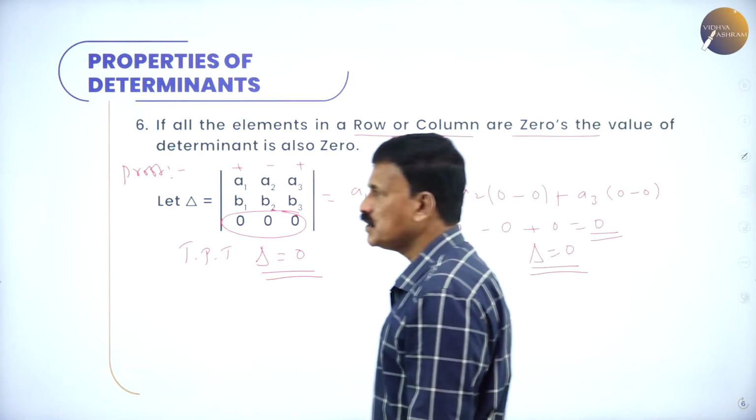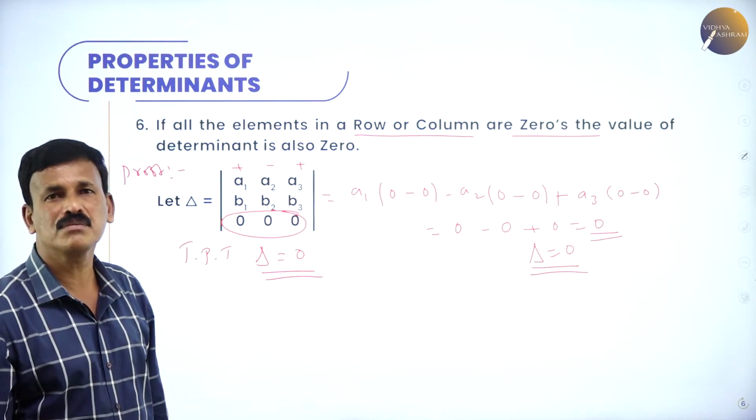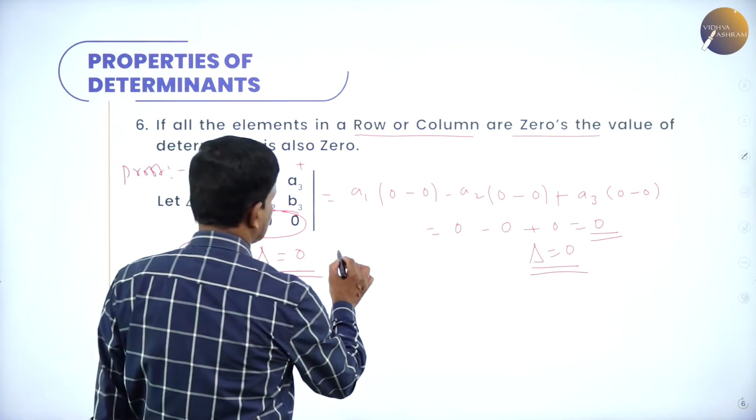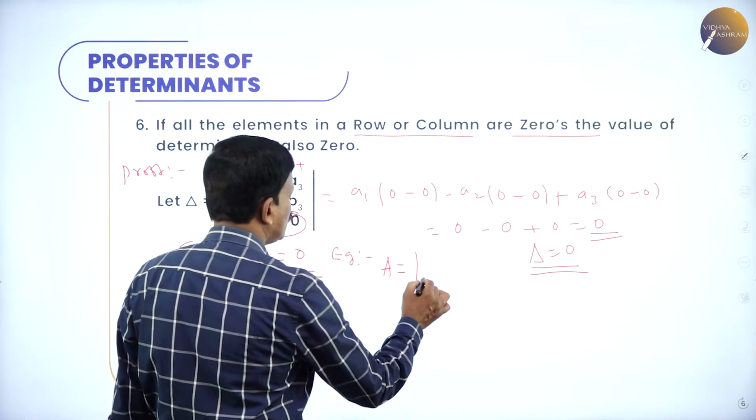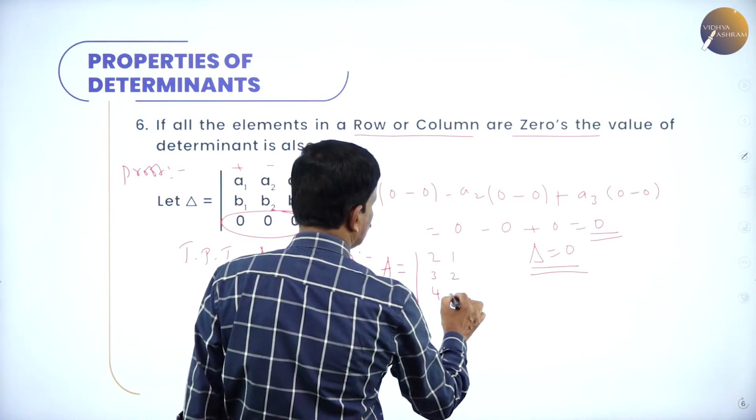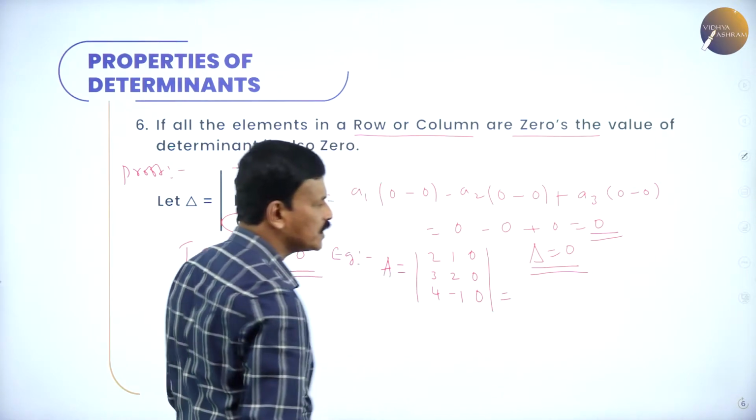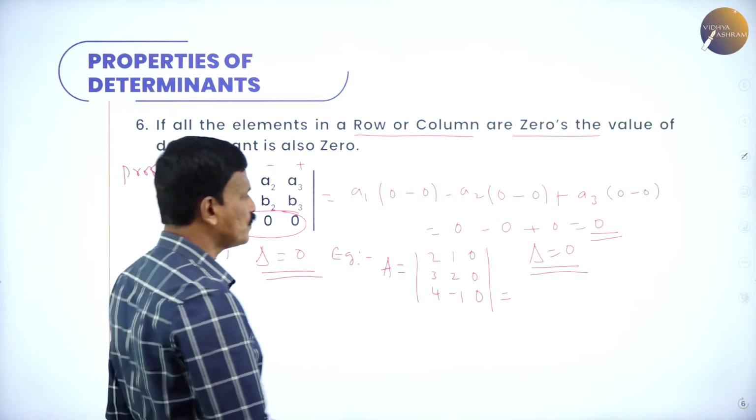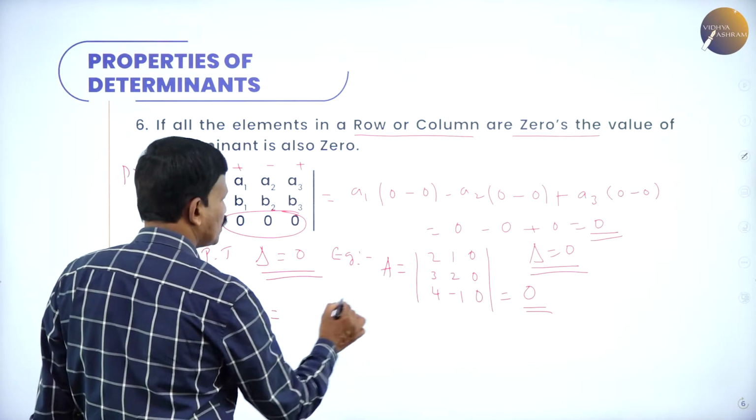That means, if all the elements in a row or column are zeros, then the value of a determinant is equal to 0. Now, let us take an example. If determinant A is equal to 2, 3, 4; 1, 2, minus 1; 0, 0, 0. According to the definition, since all the elements in the third row are zeros, therefore the value of this determinant is equal to 0. If you want, you can verify it.